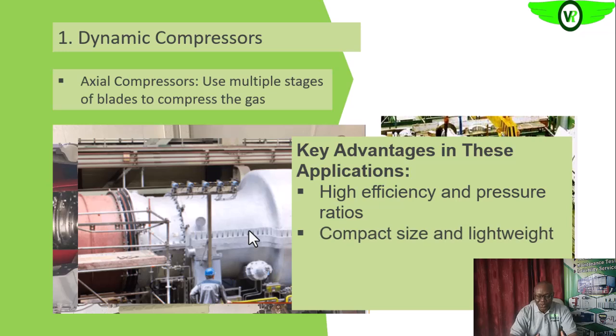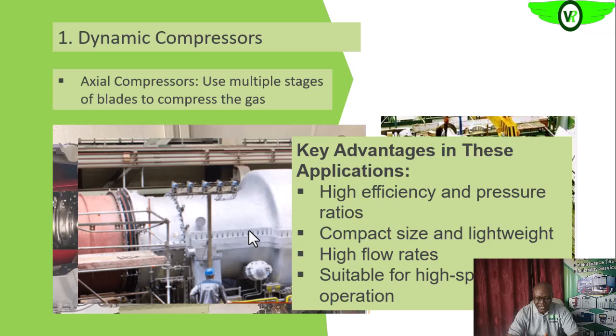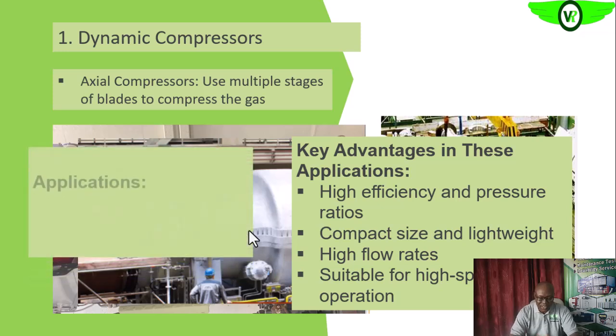So it is also small. Okay, you see it. Imagine you having these multiple stages of centrifugal compressor. That will be bulky compared to the axial compressor. So it is compact in size when you compare it with the centrifugal compressor. It also has a very high flow rate and is suitable for high speed operations. That is why it is readily applicable in gas turbines, okay, as we'll see later.